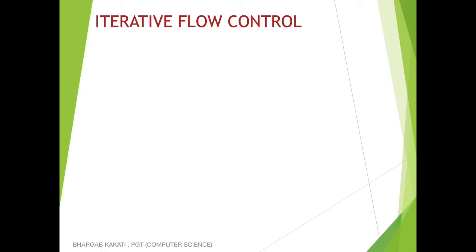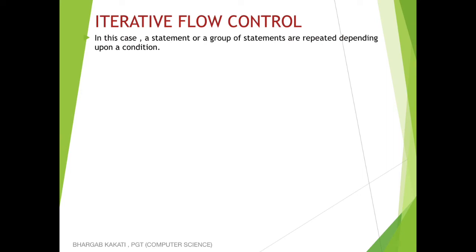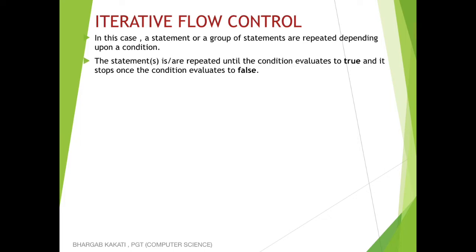So let's begin with the topic for the day, which is iteration statements in Python. At first we need to understand the meaning of the word iteration. Iteration means something which is repetitive in nature. So what are iteration statements? In this case, a statement or a group of statements are repeated depending upon a condition. In iterative statements, there will be some condition or a certain range of values, and depending on it, a group of statements will be executed. The statements are repeated until the condition evaluates to true, and it stops once the condition evaluates to false.